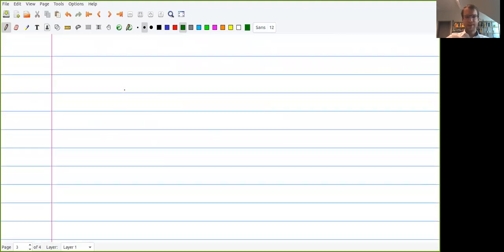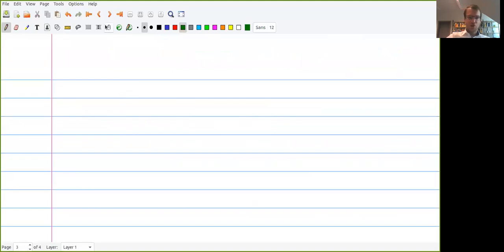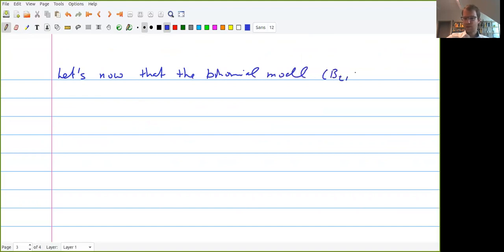Okay, that's nice. So now we have understood how we can make the binomial model arbitrage free. So we assume now that the binomial model BS is arbitrage free.